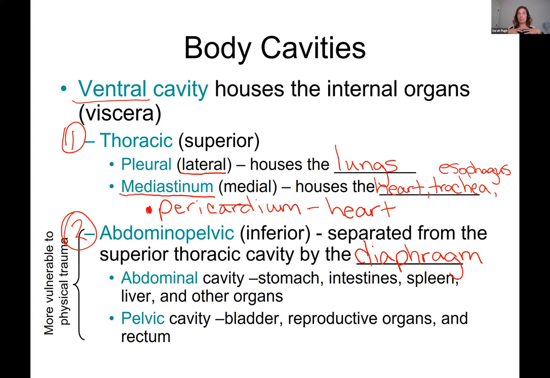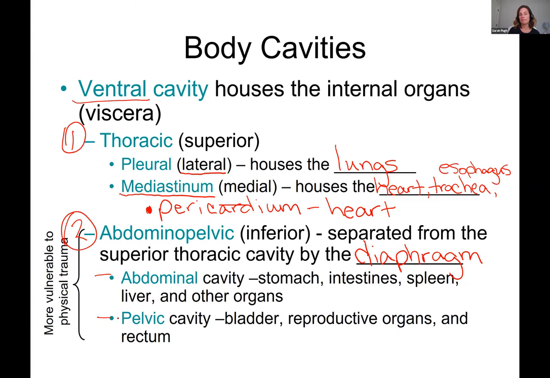So under the big old thoracic cavity, just under that, under the diaphragm, you have a big cavity called the abdominopelvic cavity. This is sort of two cavities in one. So if we split them up into their groups, we have an abdominal cavity. The abdominal cavity is big, and it's going to house the stomach, the intestines, the spleen, the liver. The pelvic cavity is smaller, and it is inferior. It is below the abdominal cavity.